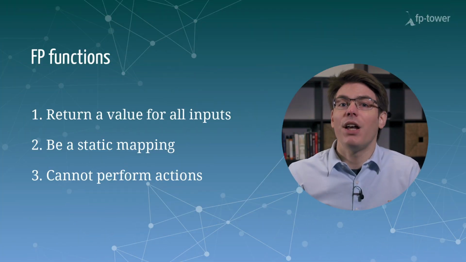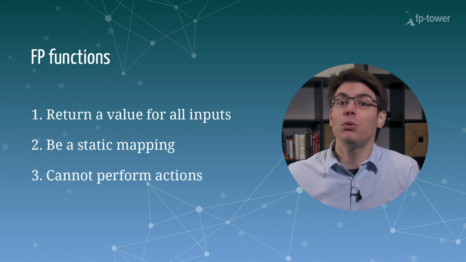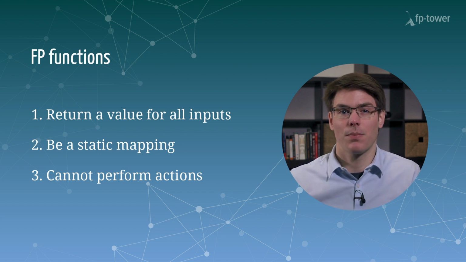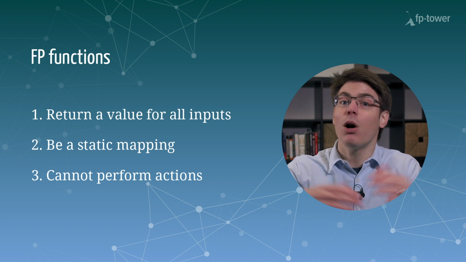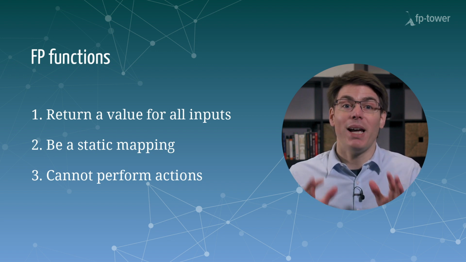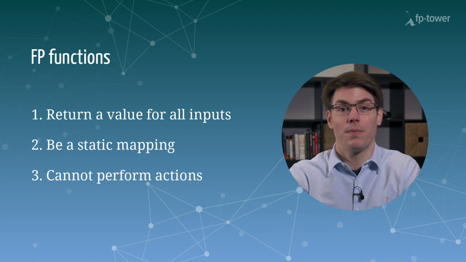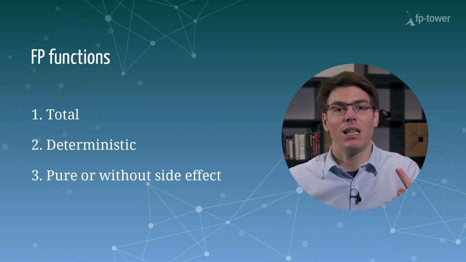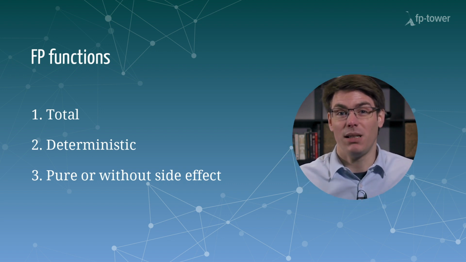To summarize, an FP function must respect the following three rules. 1. It must return a value for all inputs. This means we cannot throw exceptions. 2. It must be static. This means that for a given input, we always get the same output. 3. It cannot perform any actions. The only thing a function can do is return a value. These characteristics are also called total, deterministic, and pure or without side effects. We'll see later what this means.